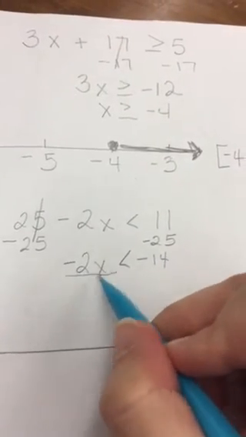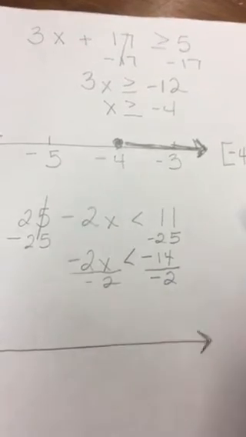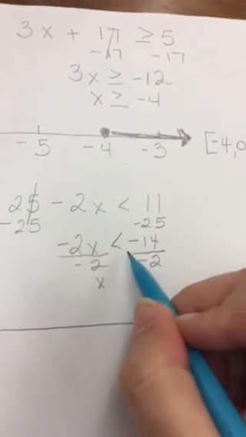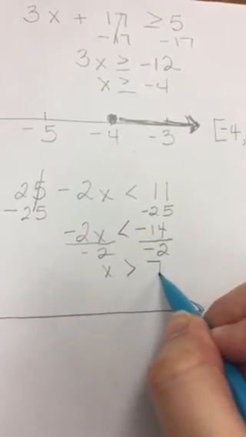Now, when I divide both sides by negative 2, anytime I have an inequality and I multiply or divide by a negative, it's going to change the direction. So I'm going to have x greater than 7.